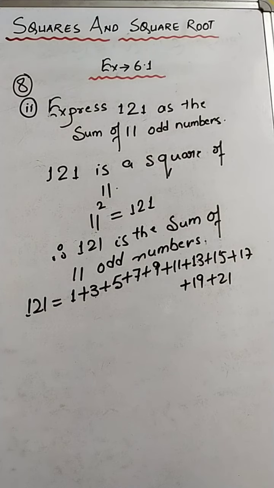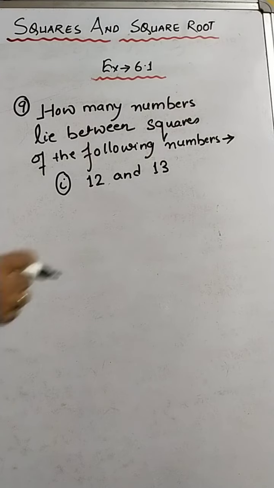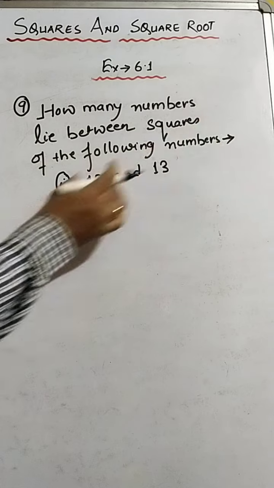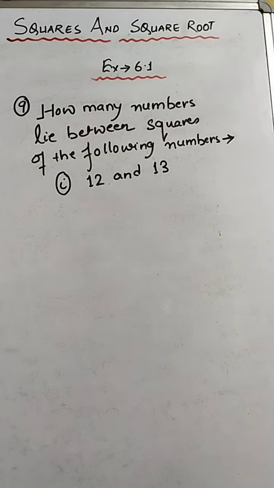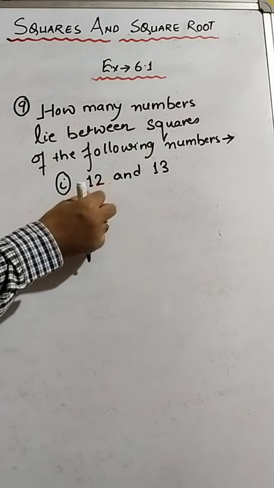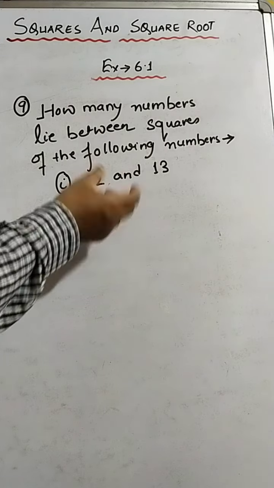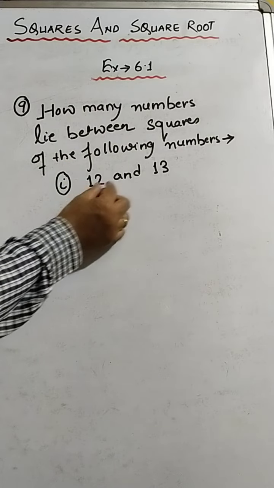Let's move on to sum number 9. Yes, it is not 19 but it is 9. Okay, so in question number 9 we have: how many numbers lie between squares of the following numbers. So 3 sums are given, and in each sum there are 2 numbers given. These are the consecutive numbers 12, 13. In the next sum it is given 25 and 26. In the next sum it is given 99 and 100. Now they have asked how many numbers will lie between the squares of these 2 numbers.